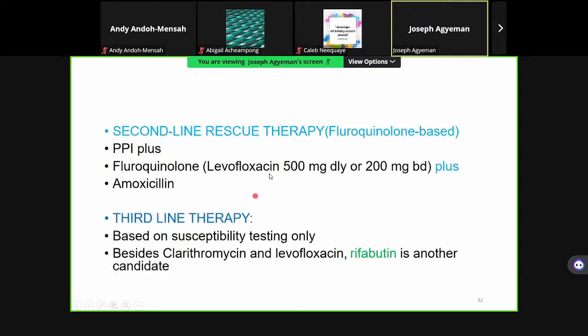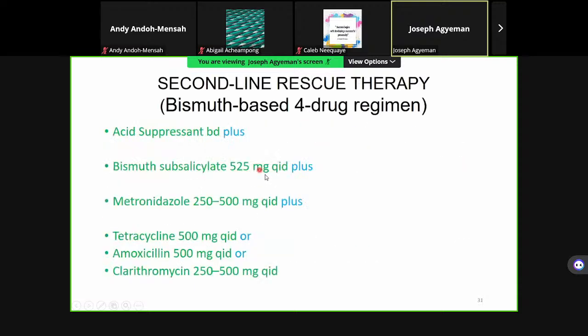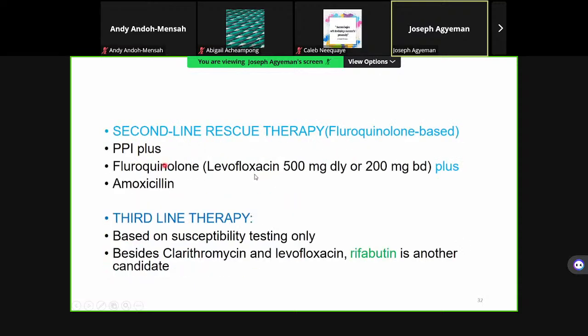As compared to this regimen, then you can go plus fluoroquinolone, preferably levofloxacin. We have lesser resistance, especially in Ghana, as compared to Cipro. So levo works better than Cipro in Ghana. Then Amox. So you are using 3 drugs, say esomeprazole, the fluoroquinolone, and amoxicillin. So this is the second line fluoroquinolone-based rescue therapy.